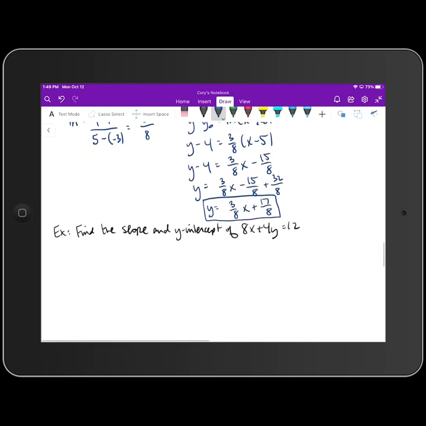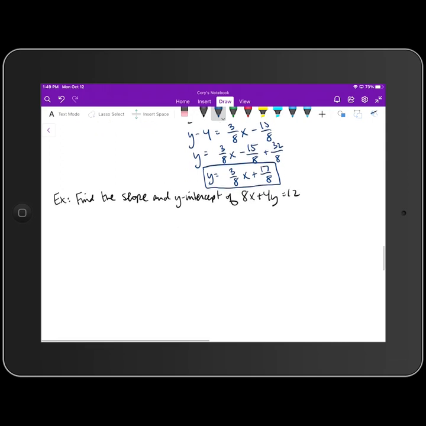Okay, so I don't want to make standard form feel left out. So this time the directions ask us to find the slope and y-intercept of 8x plus 4y is equal to 12. Okay, so we have that equation in standard form. Now, I want to tell you this before we even start doing this problem. Okay, if you have an equation in standard form, it is super easy to graph.